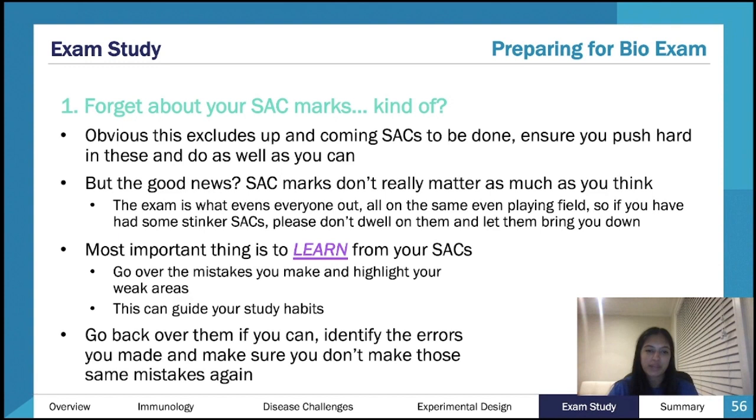Learn from your SACs. I know my teachers are a bit funny about giving SACs out, but sometimes they'll let you look at it in there. They might not let you take it home, but hopefully they'll let you read over it. And just learn. It's just the one thing: learn from all of your mistakes.